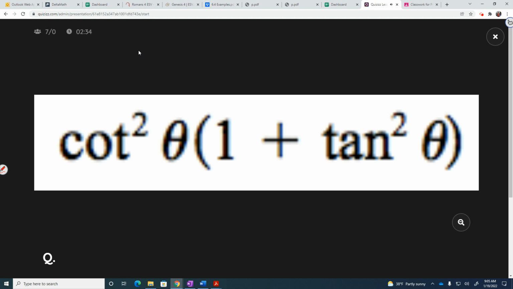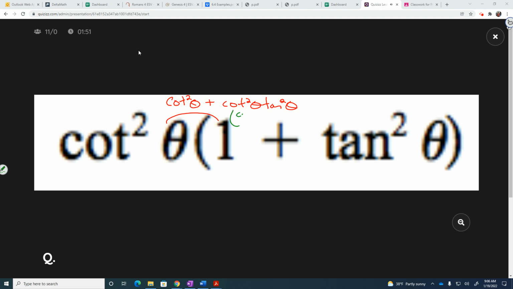So this one, you will want to distribute it. Yeah, there's a couple ways you can do it, but I probably want to just distribute first. So our first step, when you distribute, you should get cotan squared theta, and then plus cotan squared tan squared. Now you should note that those are reciprocals, right? Cotangent, tangent. Okay. So these actually would just cancel, give you 1.